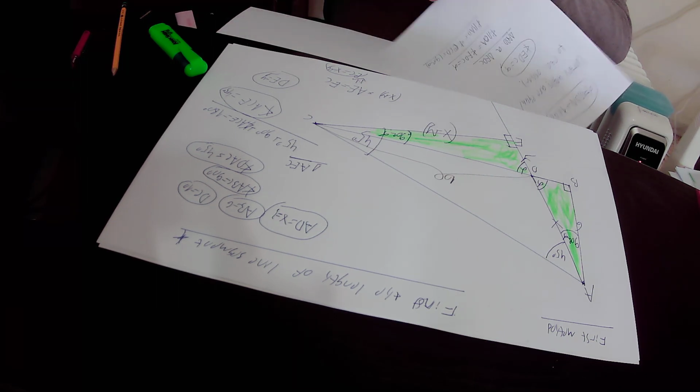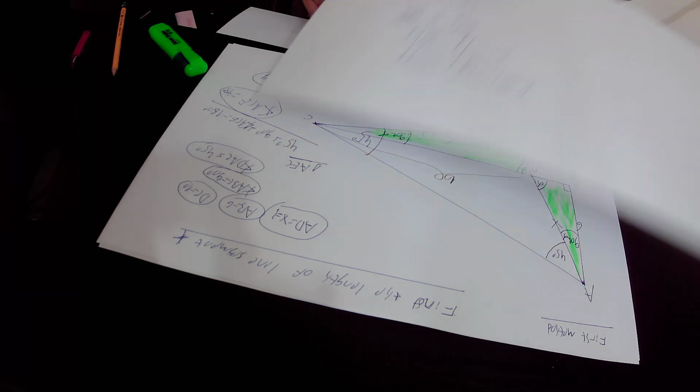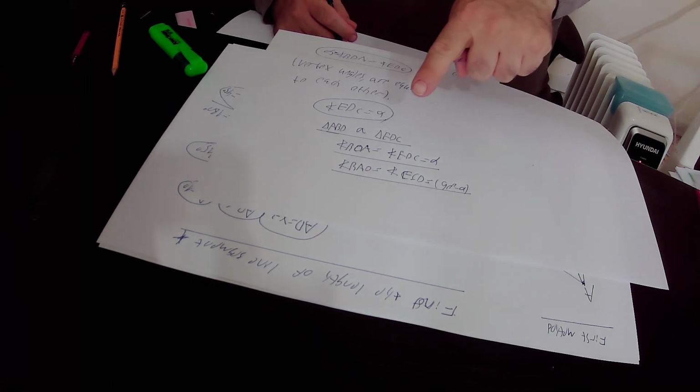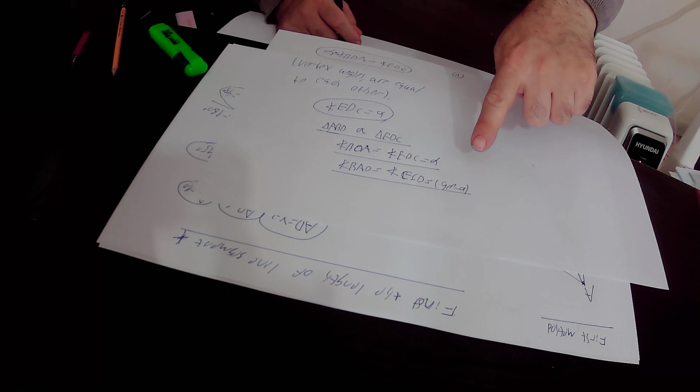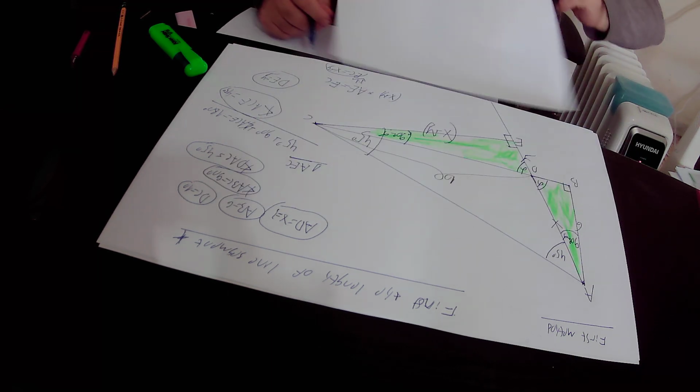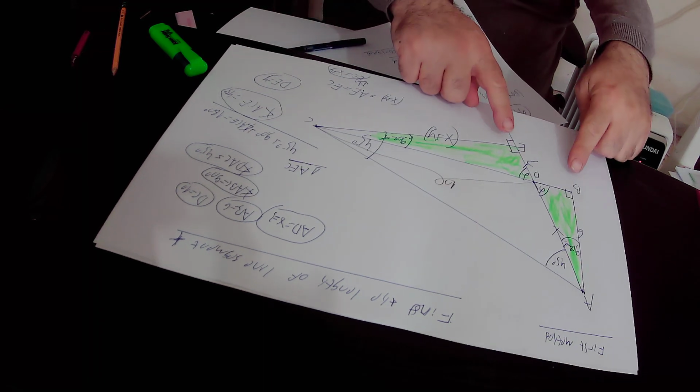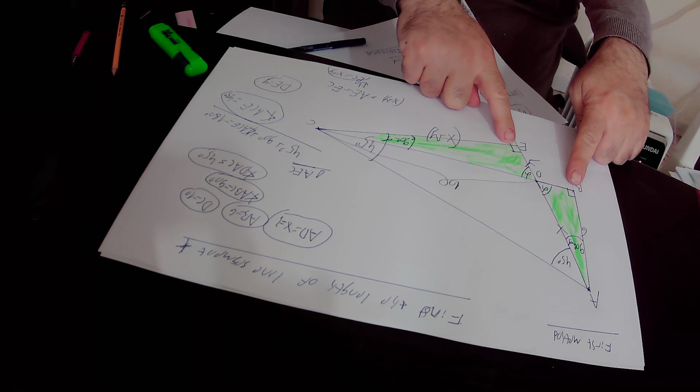I'll repeat again. Angle BDA is equal to angle EDC, and they are both equal to alpha. Angle BAD is equal to angle ECD, and both angles are equal to 90 degrees minus alpha. And those two angles are also equal to each other. Each of them is a right angle.